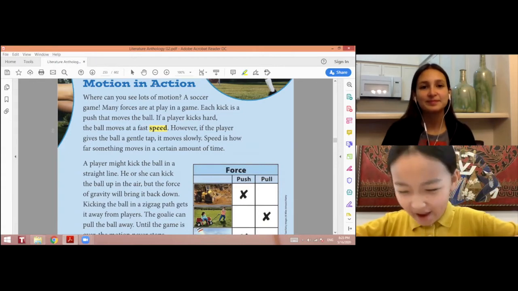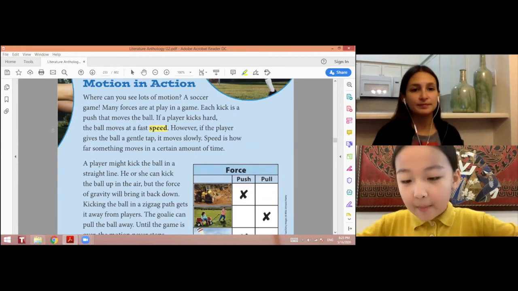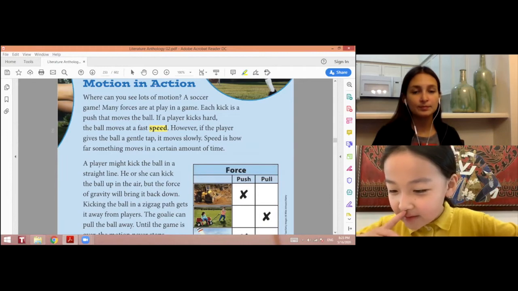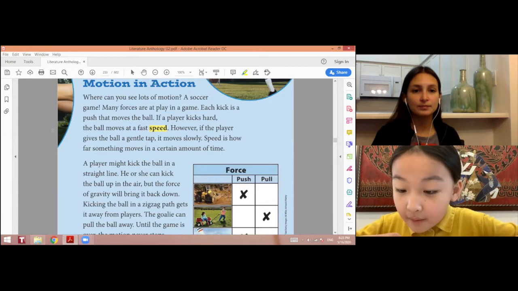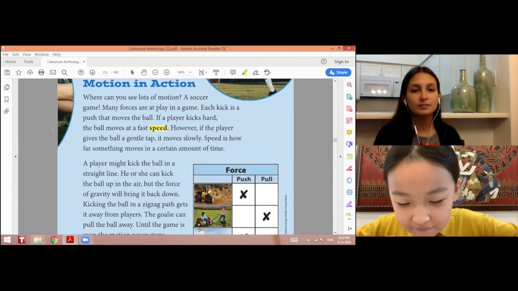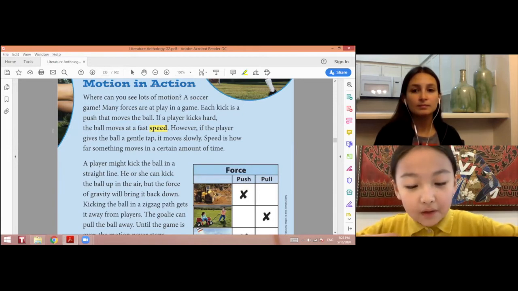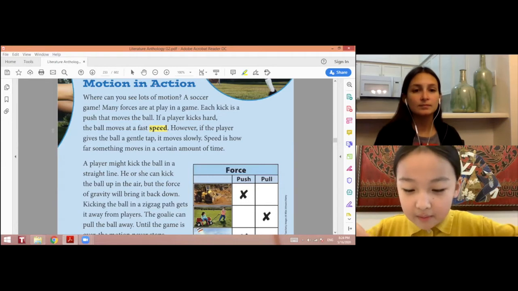Motion and actions. Where can you see a lot of motion? A soccer game. Many forces are at play in a game. Each kick is a push that moves a ball. If a player kicks hard, the ball moves at a fast speed. However, if the player gives the ball a gentle tap, it moves slowly.